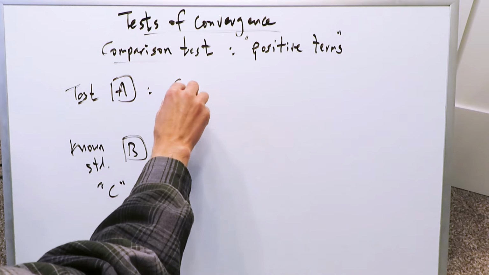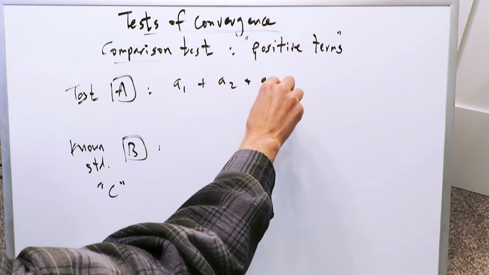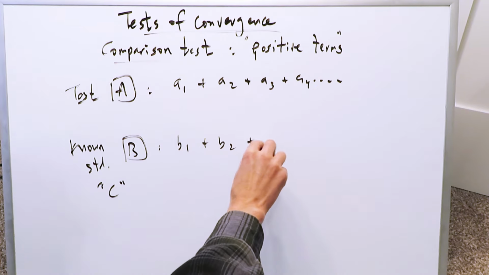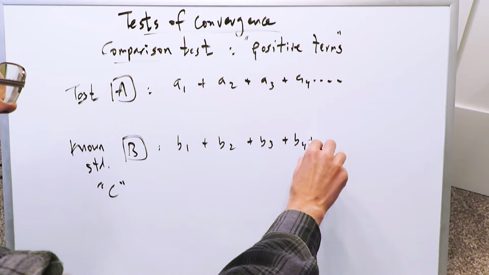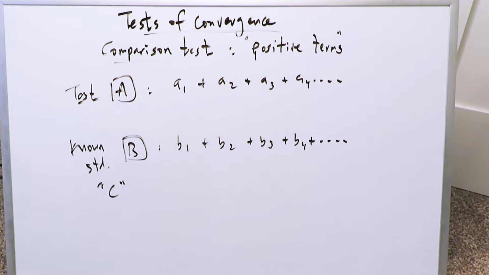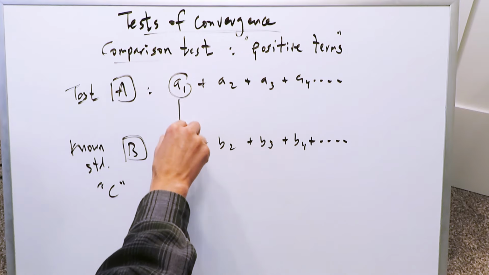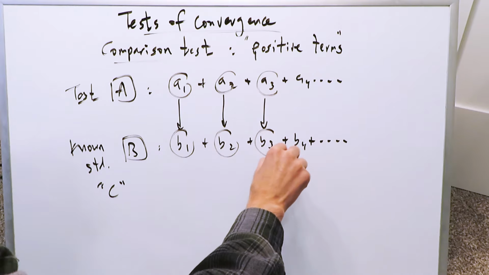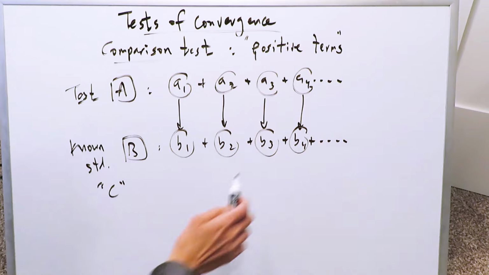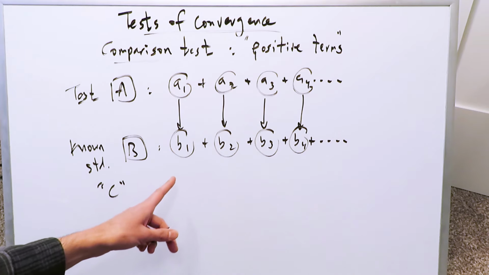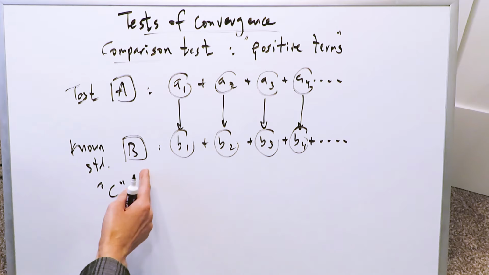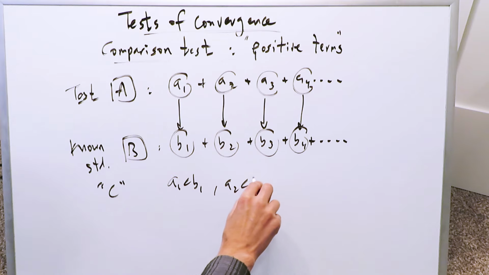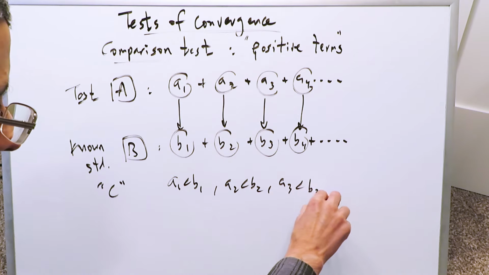You're looking at a bunch of terms. You have an A1 term, you have an A2 term, you have an A3 term, you have an A4 term, and on and on. Likewise here you have a B1 term, B2 term, B3 term, B4. I'm writing these in the format of a series. The comparison test is basically like this. You're comparing an item by item analysis of one with the other, the test with the known. If each of the test items ends up being smaller than each of the corresponding known standard items, then for sure you have convergence because you're looking at something which is proven to be convergent. A1 being less than B1, A2 being less than B2, A3 being less than B3, and then on and on.